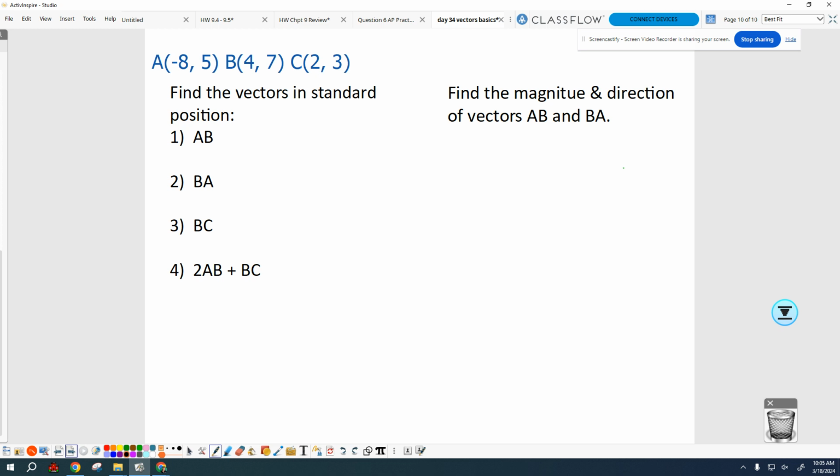So Isabel, hopefully the first 2 questions are gonna help fix what you asked about a second ago. So can you guys do these problems? This is coordinate A, coordinate B, coordinate C. Find these vectors.